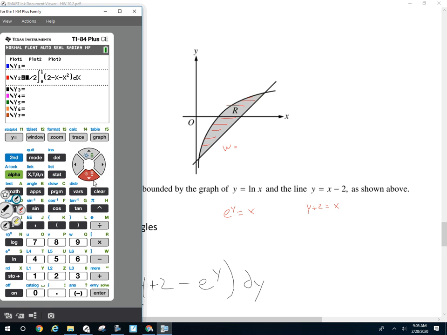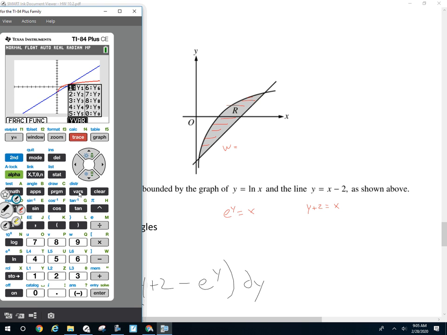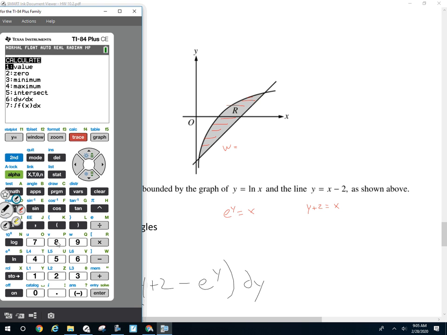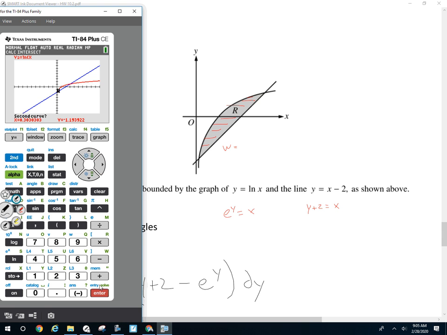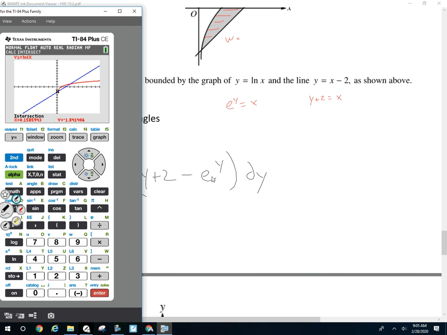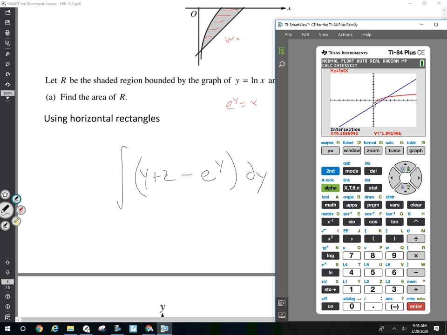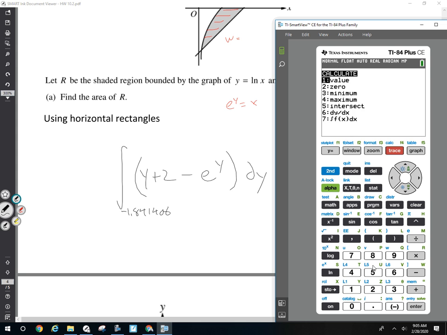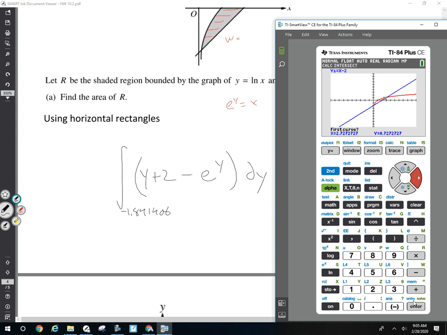So I will graph x minus 2 and log x. I will find second calc intersect, this guy: negative 1.841406. The other guy: 1.1461932.